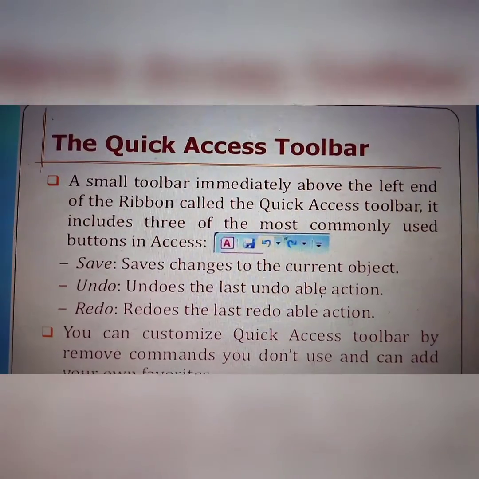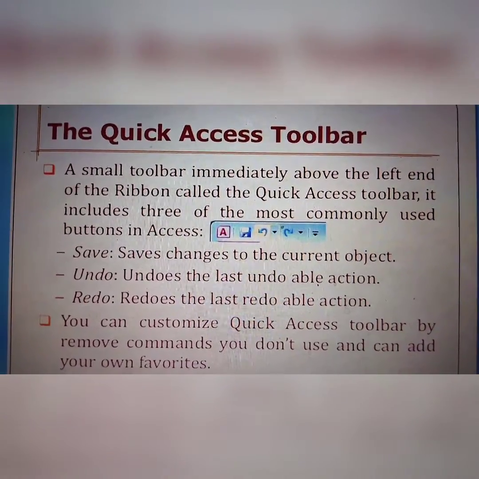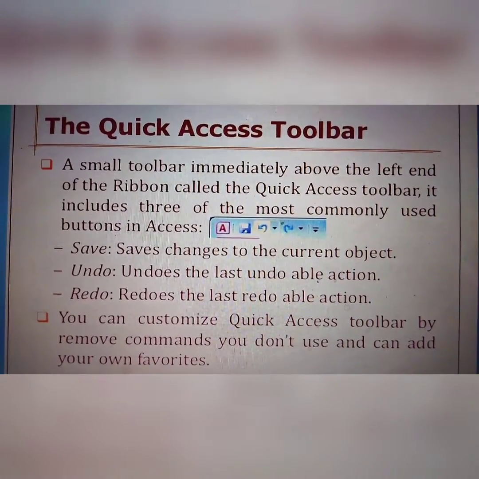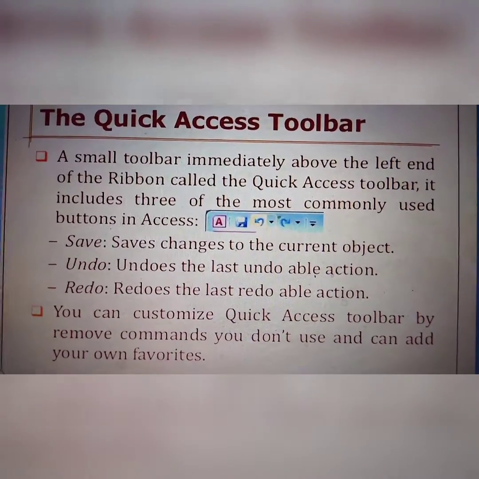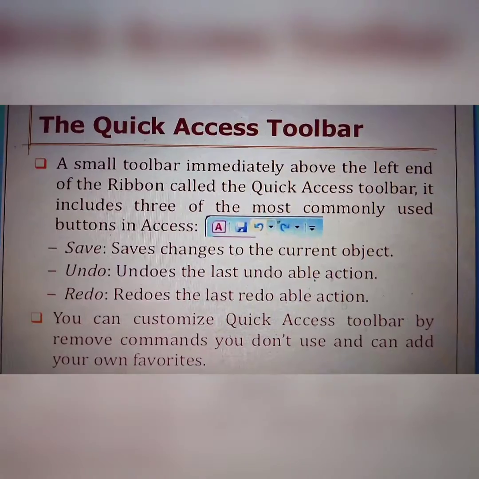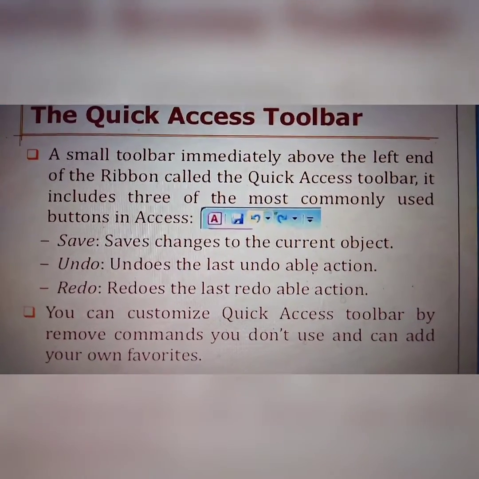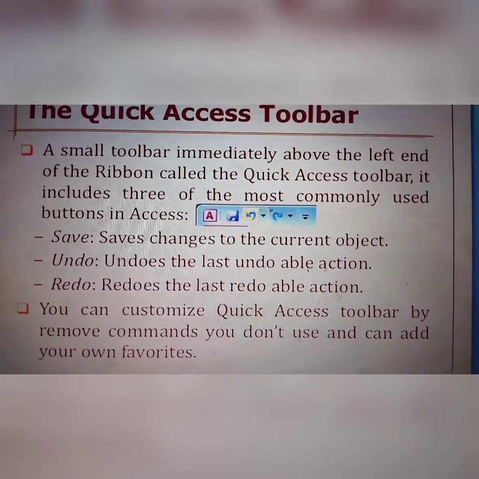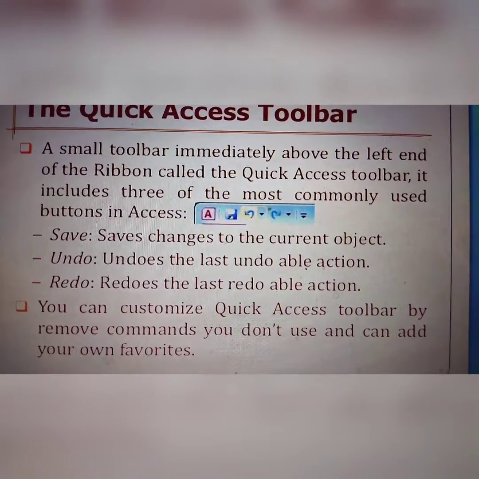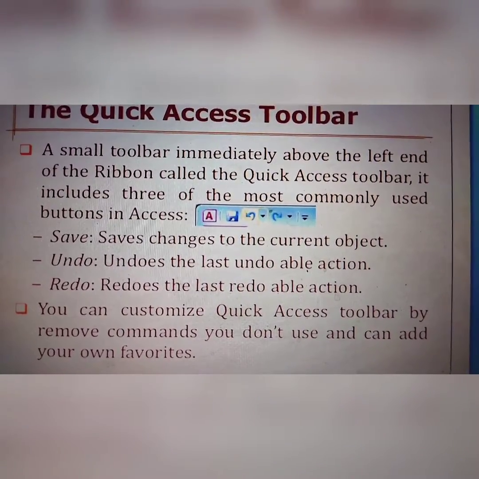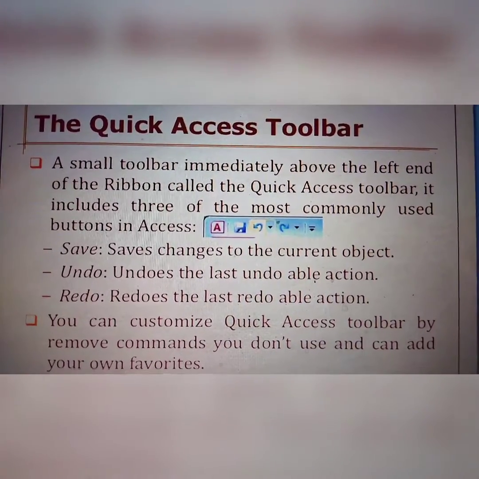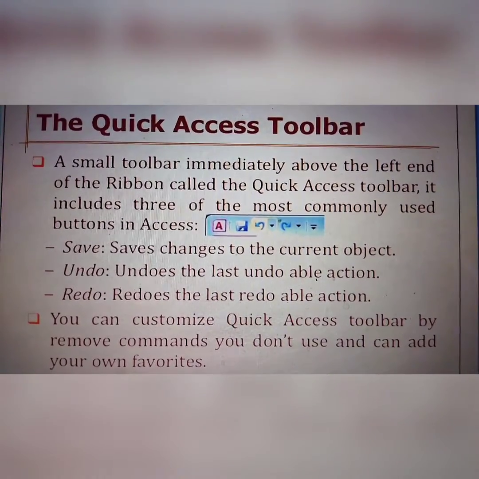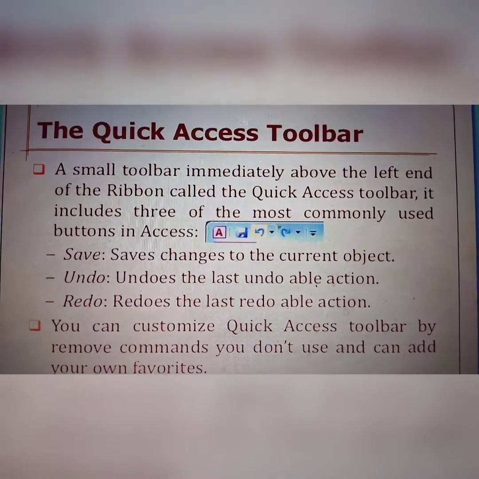Second, the quick access toolbar. This toolbar includes 3 of the most commonly used buttons in MS Access. First is Save, second Undo, and third Redo. Save saves changes to the current object, Undo reverses the last undoable action, and Redo redoes the last undone action. So these 3 are the most commonly used buttons in MS Access.